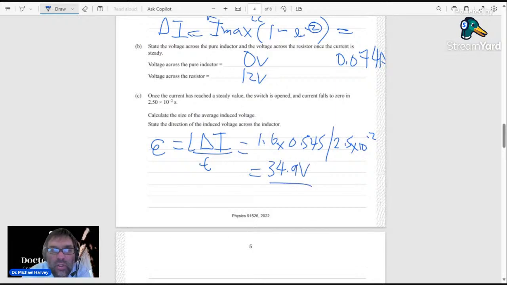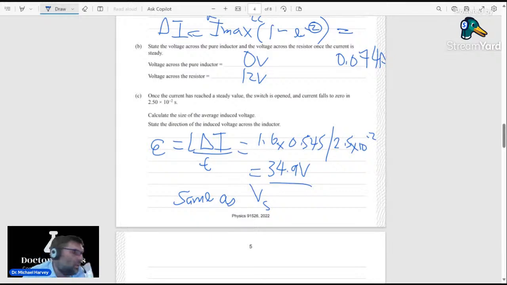That's the voltage induced in the inductor. State the direction. So since the induced voltage opposes the changing current, it will try to prevent the current from decreasing. So it will be in the same direction as the source voltage. There we go.